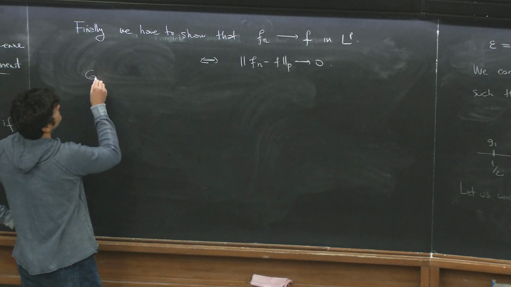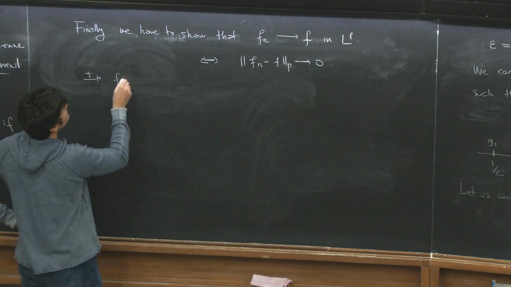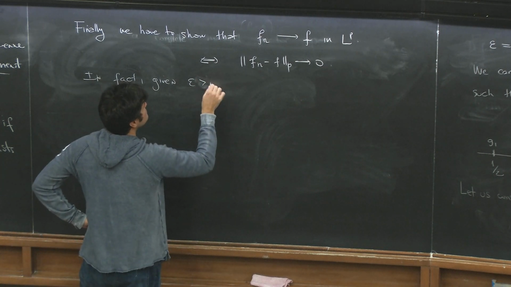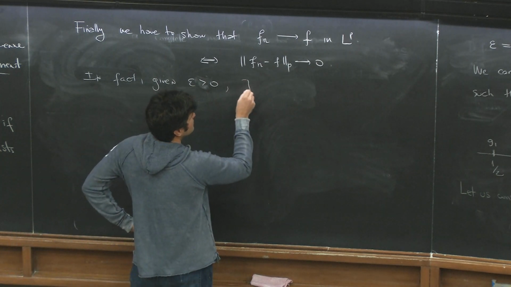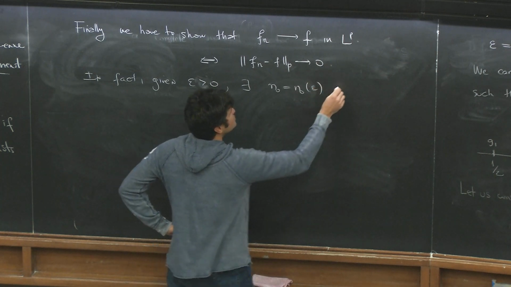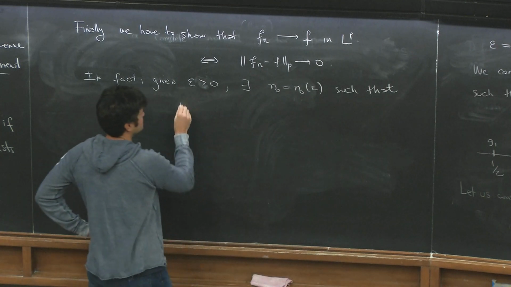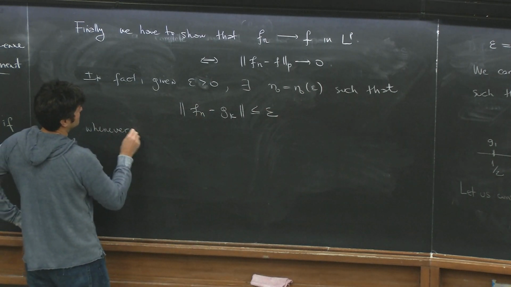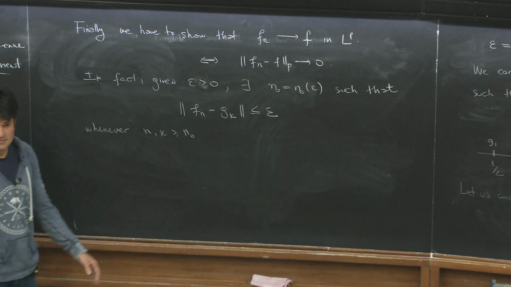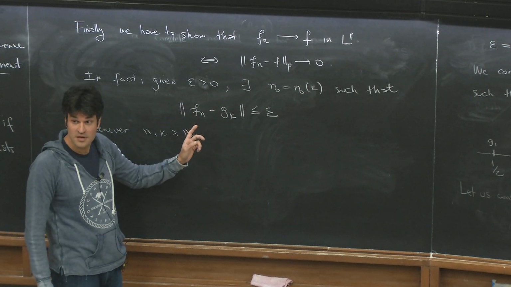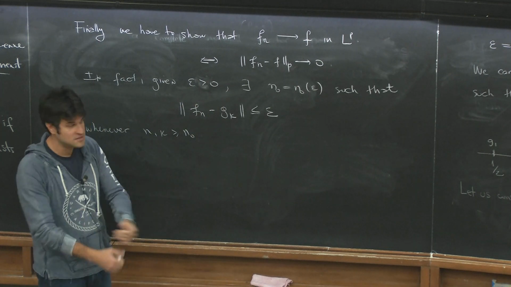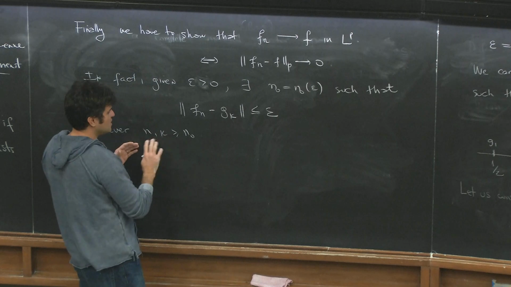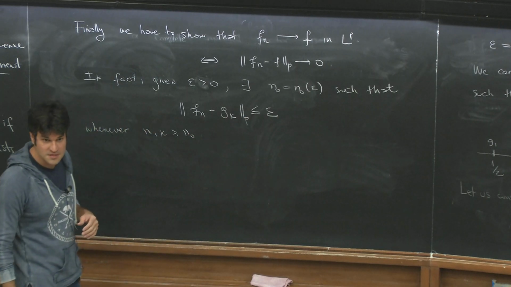But now the thing is, given epsilon bigger than 0, you can find an index n0 of epsilon, such that the norm of Fn minus Gk is less than or equal to epsilon whenever n and k are bigger or equal than n0. So remember, this Gk is just a subsequence of your Fn's. Okay? So if I give you epsilon, this is the Cauchy condition on the sequence. There is an index n0 such that when your indices n and m are very large, I'm taking even the index of Gk very large, these two functions are close at the distance of epsilon.